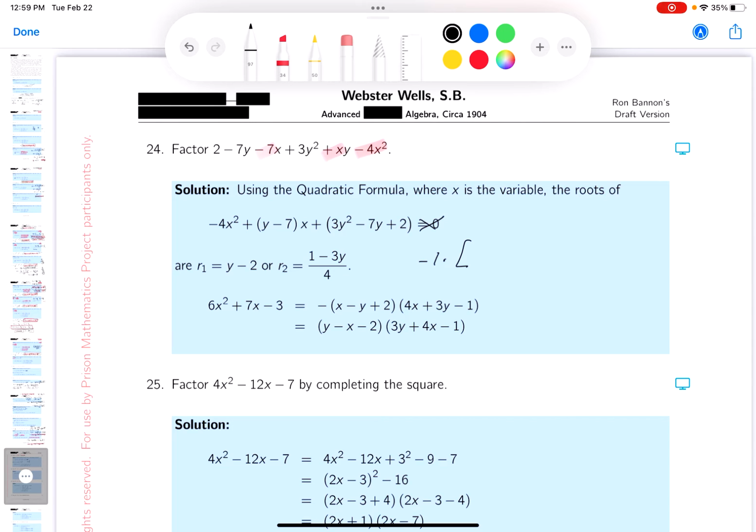And what do you get over there? You're going to get 4x squared. I'm still going to use plus, and I'm going to say over here, factor minus 1 out, 7 minus y, x. And then over here, I'm going to get minus, and I'm actually going to factor it. All right? And that doesn't look like a bad factorization. I'm going to say 3y and y, and I'm going to say 2 and 1.